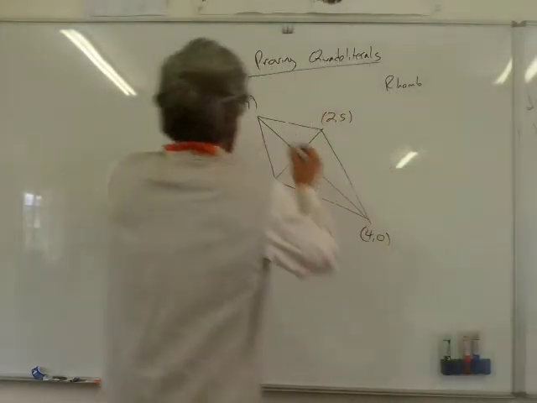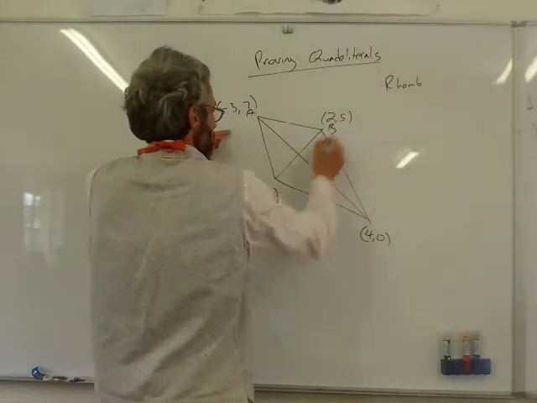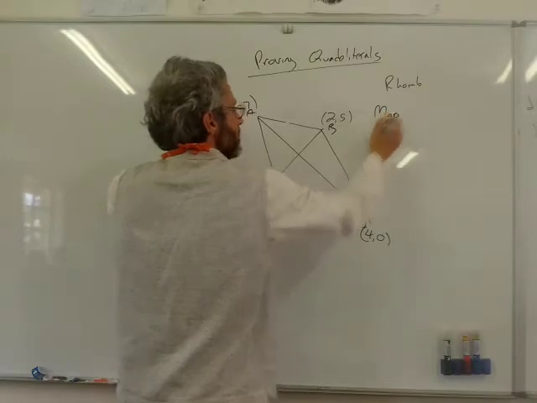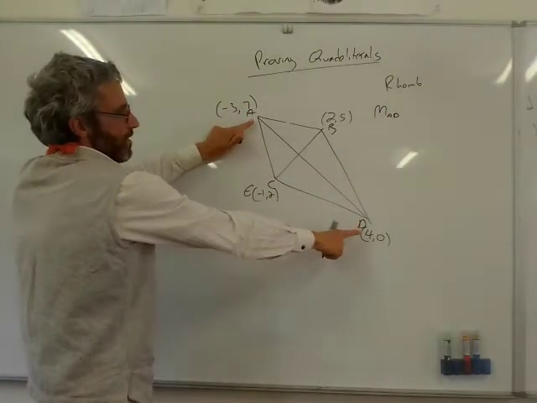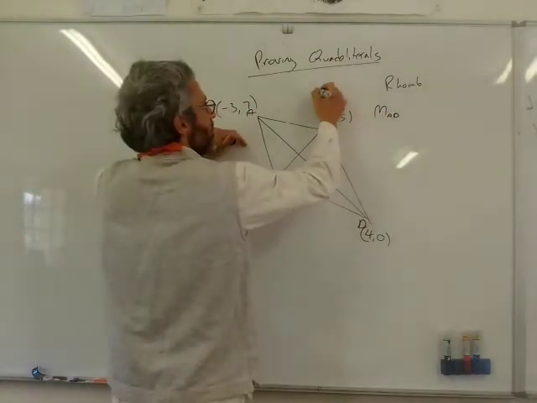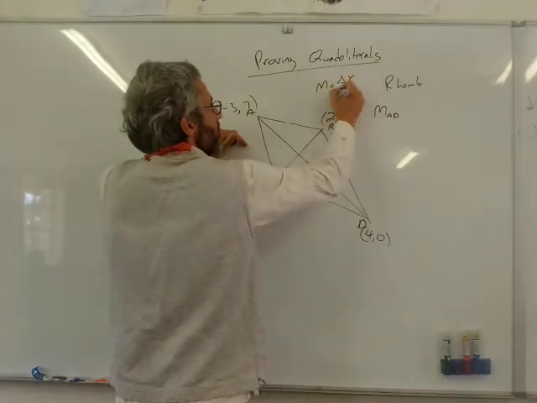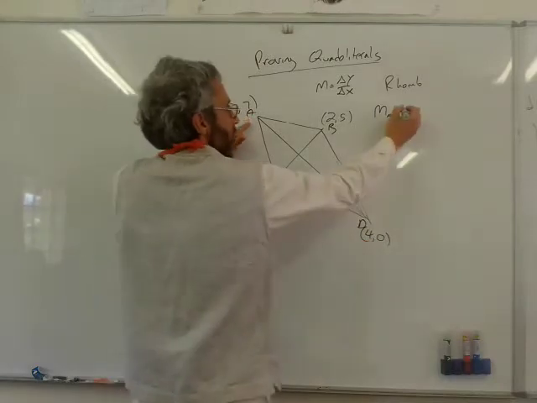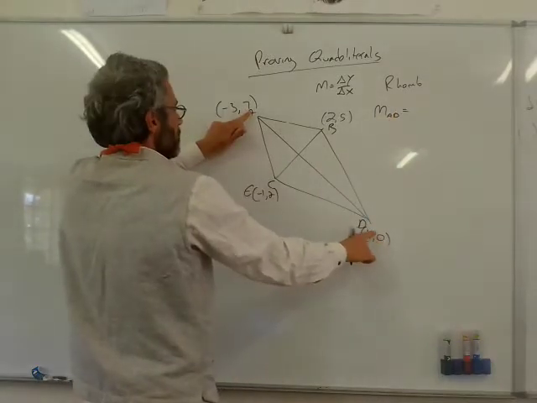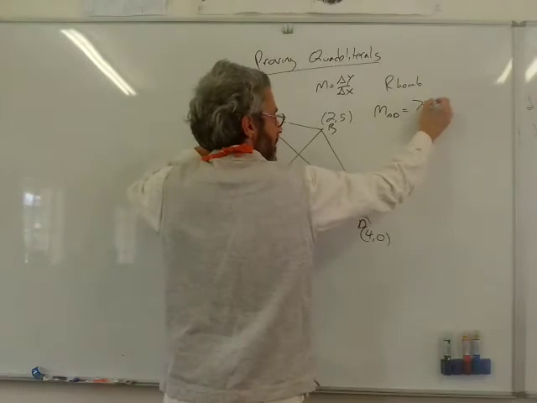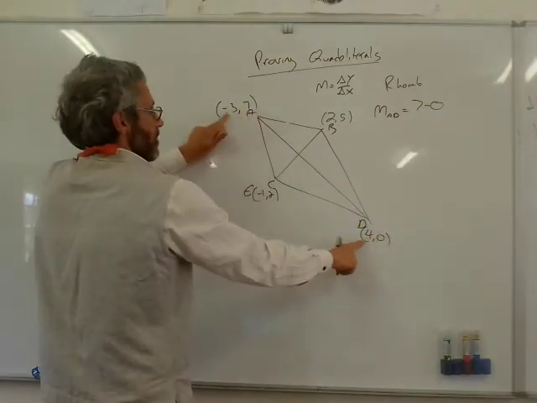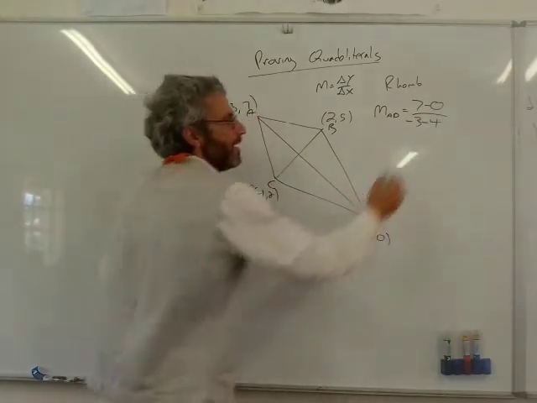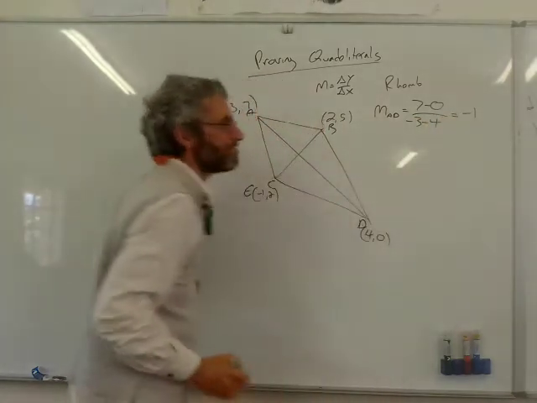So let's do that. I'll give it some names: A, B, C, D. So let's find m_AD, the gradient of AD. Well, gradient is delta y over delta x. Delta y, please check me guys, I do make mistakes, is going to be 7 minus 0. I'll start with this side, so I must also do that side, minus 3, minus 4. And that should be equal to minus 1 if I'm not mistaken.